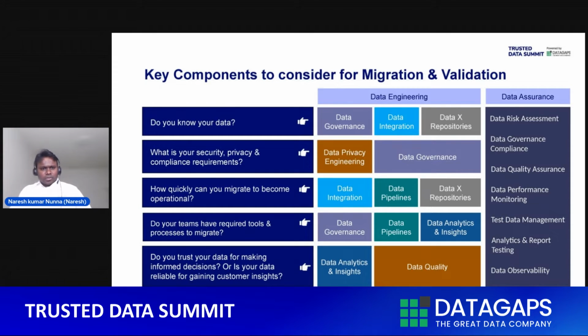Third one is, how quickly you can become operational, right? That's one question always challenging to the business. Whenever we talk about data migration, oh my god, no, it's going to take a long time. I can't afford to have any downtime, because if I lose one day, I'm going to lose 10% of the customers. So how can we make it more effective?